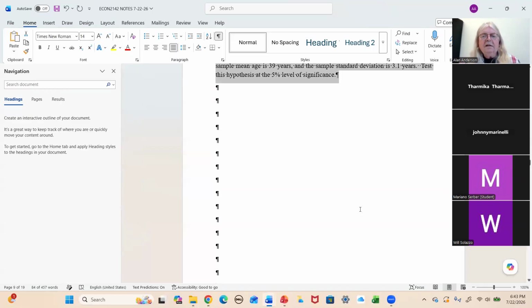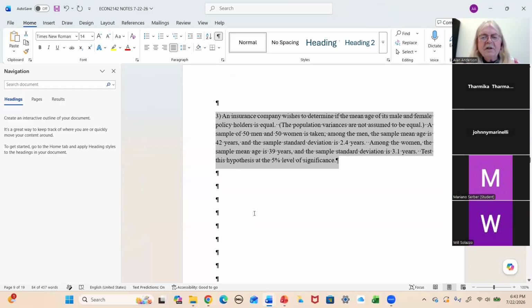There we go. Okay. So an insurance company wishes to determine if the mean age of its male and female employees, policyholders is equal. Now we normally do not assume that variances are equal unless there's some reason that we should assume that. So the test statistic for this one, I'll remind you, is written in a somewhat peculiar way.